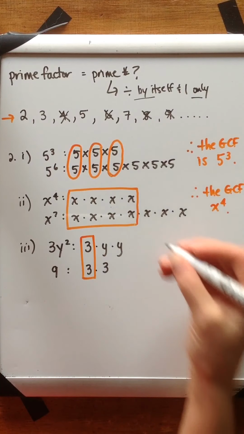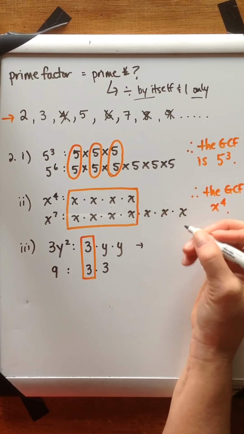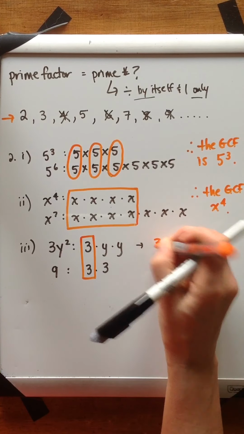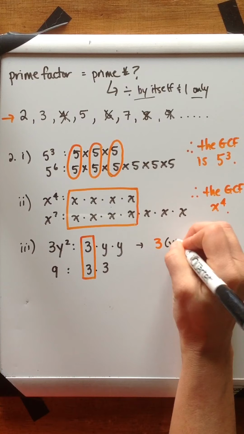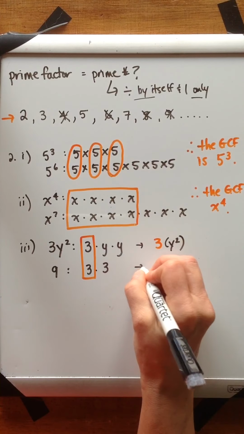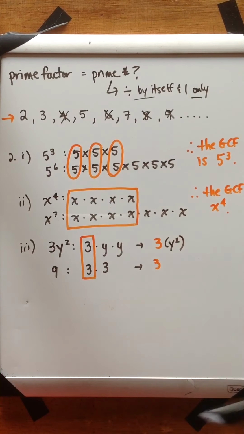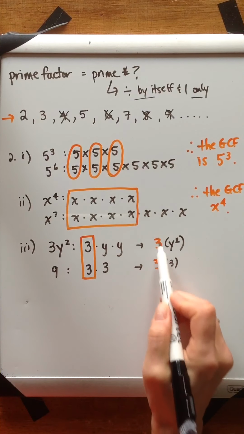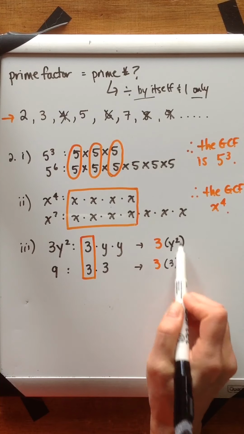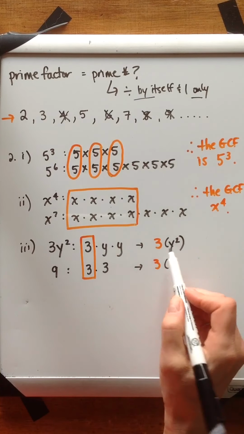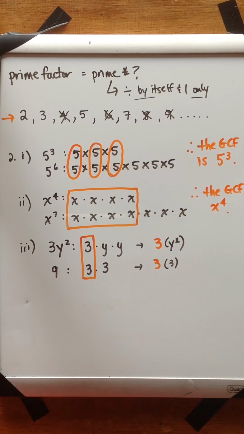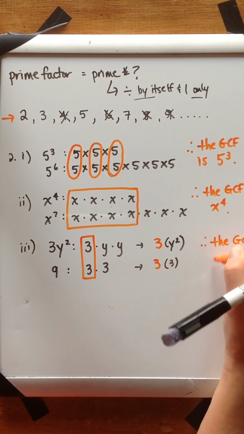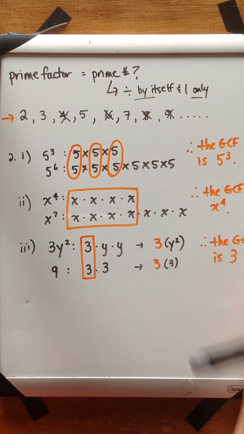Another way that we can think of this then is that 3y squared could be written as 3 times y squared, and 9 could be written as 3 times 3. See how I've just written the greatest common factor first, and the leftovers immediately behind it, if you will. Everything's still being multiplied together. So therefore, the greatest common factor is 3 for these two terms.